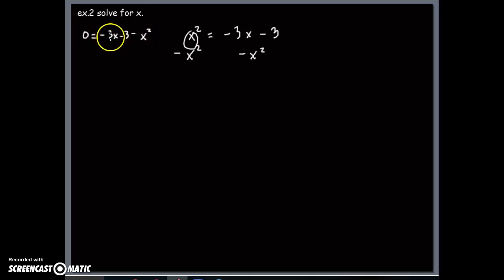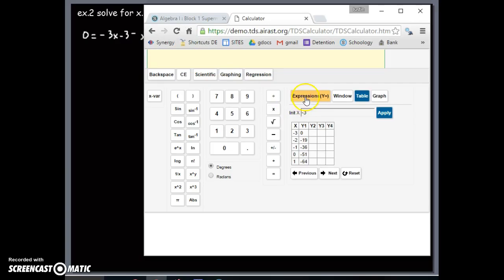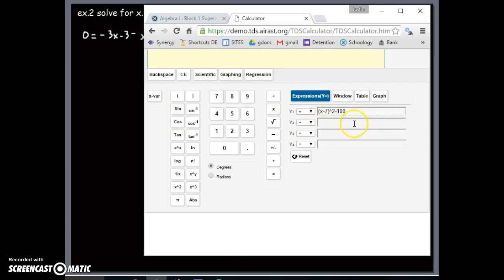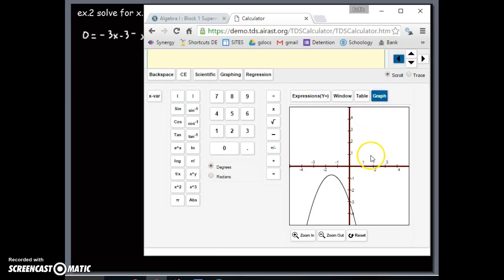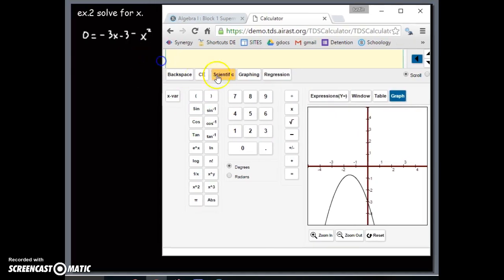Doesn't matter if it's in standard form, the calculator is going to be able to read it in pretty much any form. So I can go back to expressions. I'm going to delete what I just put in, or I'm going to reset it. Now I'm going to type in what we have. So we have -3x minus 3 minus x squared. Now I can hit graph. So now you can see that this quadratic right here is not intersecting the x-axis at any place.